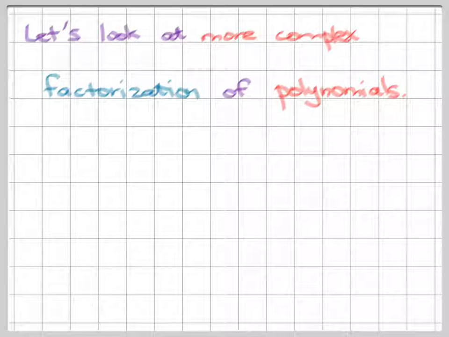Welcome back. Today we're going to look at more complex factorization of polynomials.